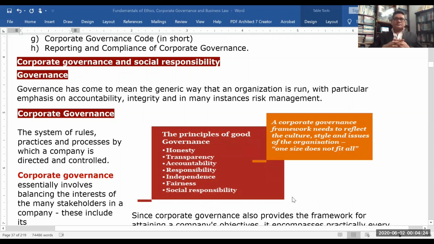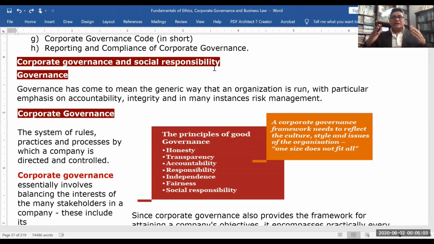So, corporate governance. Corporate governance is a system of rules, practices, and processes by which a company is directed and controlled. Governance comes to mean the generic way that an organization is run, with particular emphasis on accountability, integrity, and in many instances risk management. We say it is the system of rules, practices, and processes by which a company is directed and controlled.